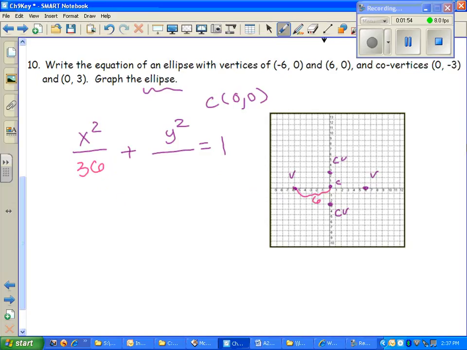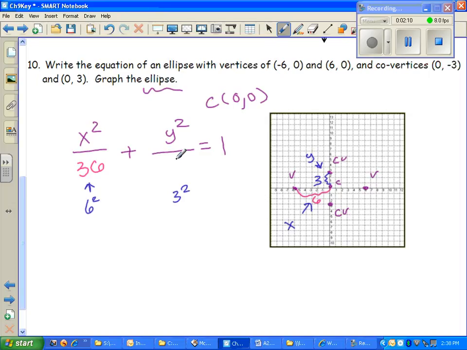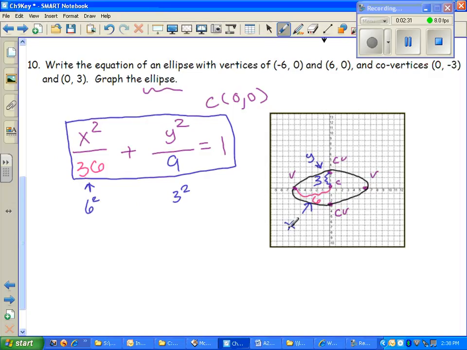For the y part of it, this distance is a distance of 3. So the y number is 3. So we would do 3 squared and get 9 under the y squared. And then this is the standard equation, but I did not finish graphing. If I don't go back and finish graphing, I'm going to lose points on the test. So I need to go back to the graph and connect my vertices and co-vertices and make that football sort of shape. And that's all that I need to do.